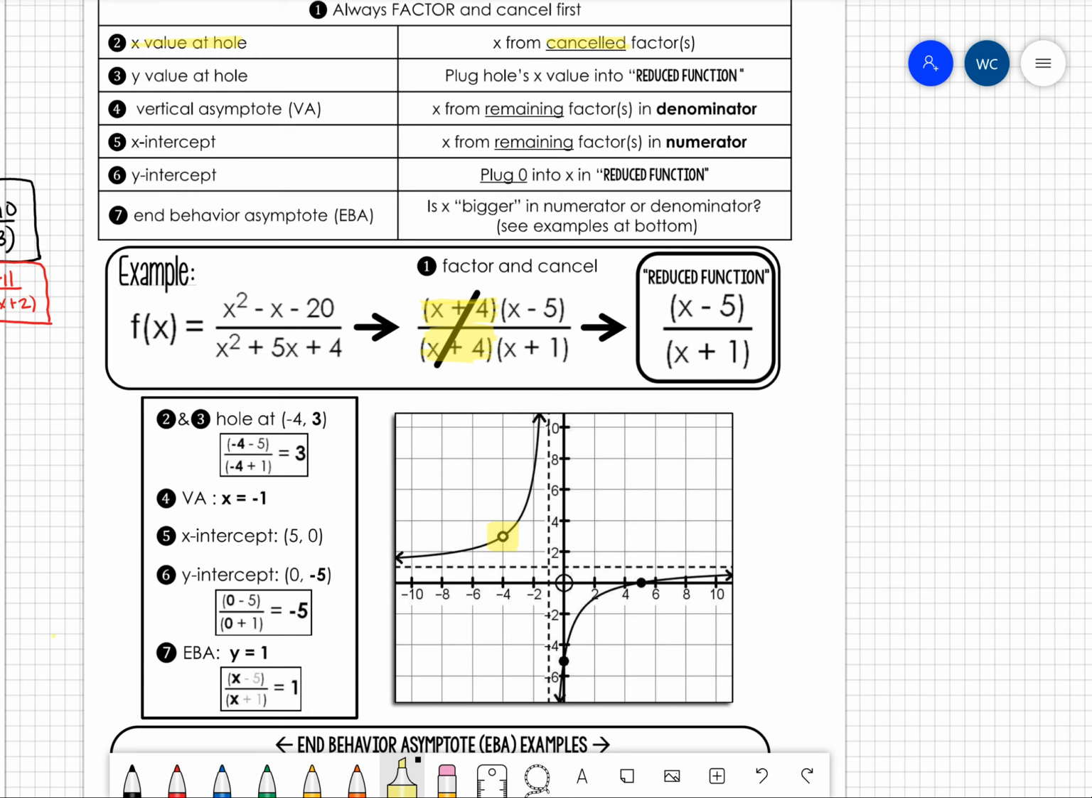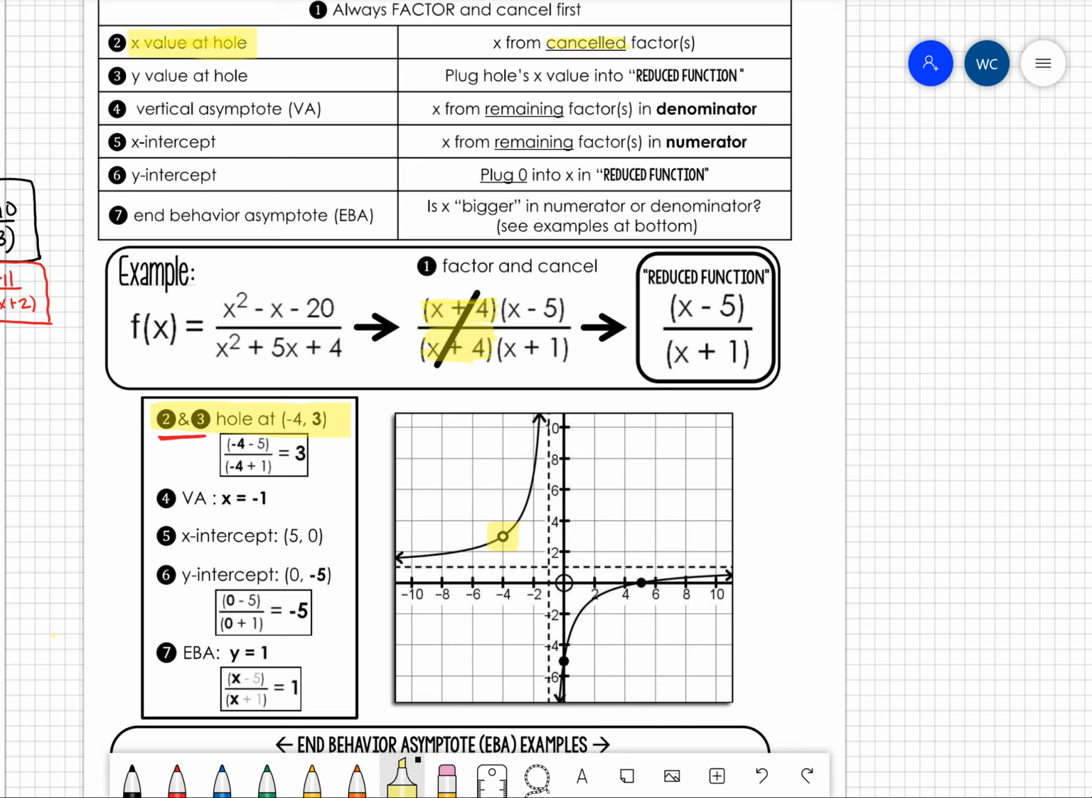Now, to figure out exactly where that hole is placed, we have to find that x value. Meaning we take that x plus 4, set it equal to 0, and solve to get negative 4. Then for steps 2 and 3, you take that negative 4 and plug it into your reduced function to get an answer, in this case a 3. So we have a hole at negative 4, 3 on our graph. All the highlighting in yellow goes together.